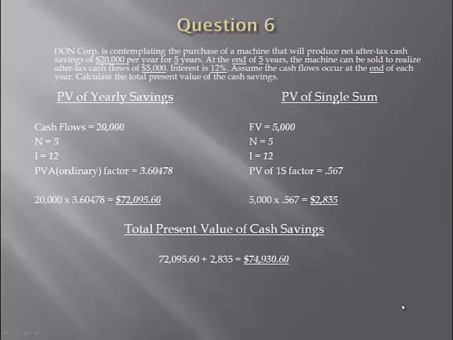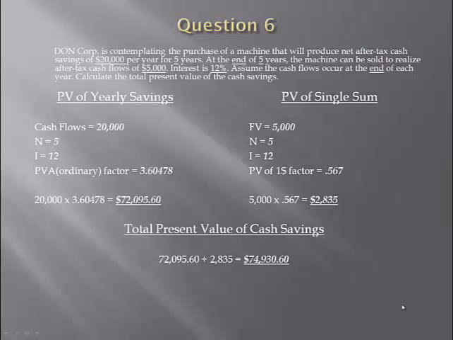The next step is finding the present value of the $5,000 they get at the end. So your future value is 5,000, N is 5, I is 12, and since this is a present value of a single sum, you use the present value of $1 table and plug in 5 and 12 and get your factor, which is 0.567.